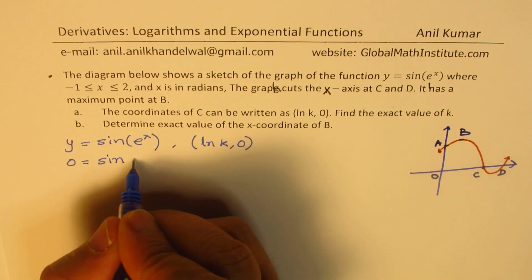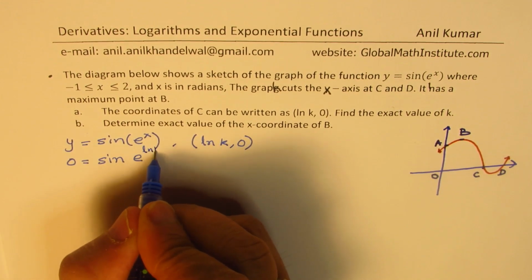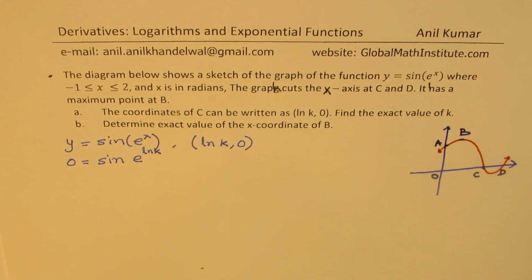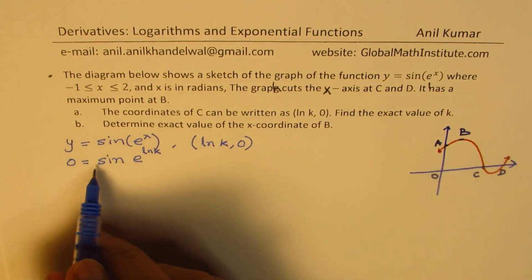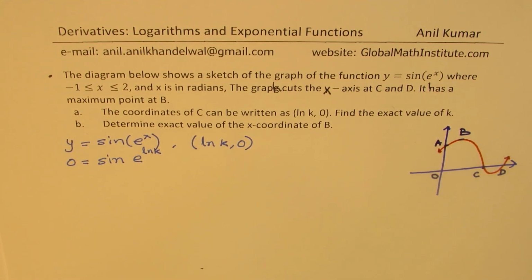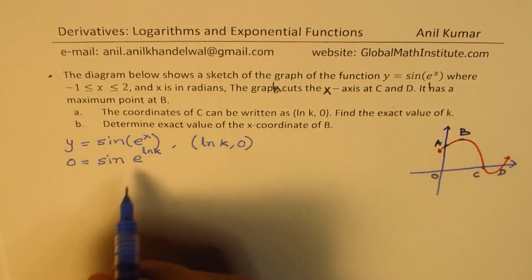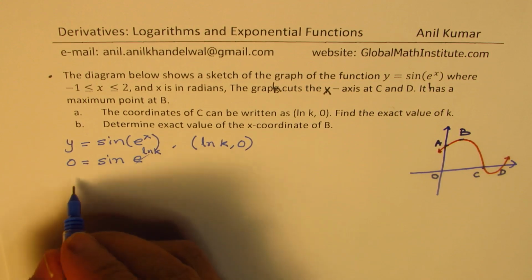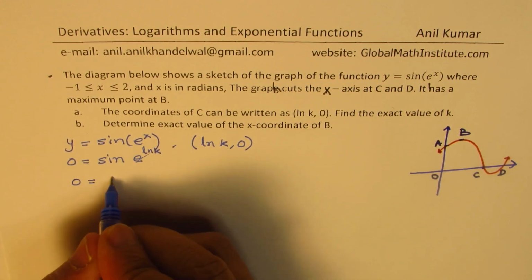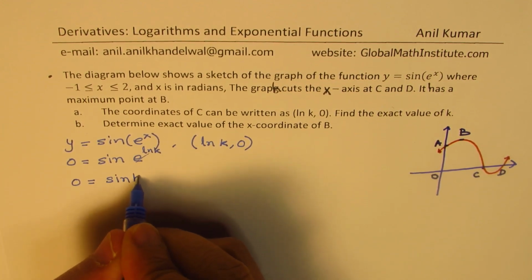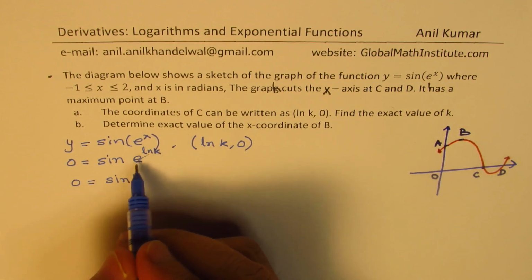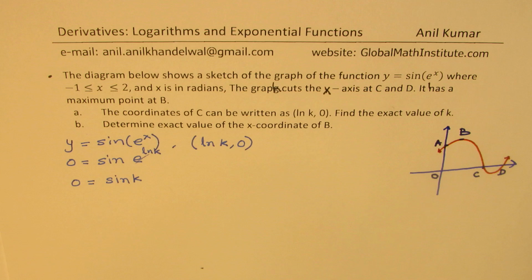So we get 0 equals sine of e to the power of ln k, correct? Now when is sine 0? Well, we can first simplify this portion also. We can write this as 0 equals sine of k, correct? e to the power of ln is the inverse, so we get k here. So what we get here is sine k equals 0.